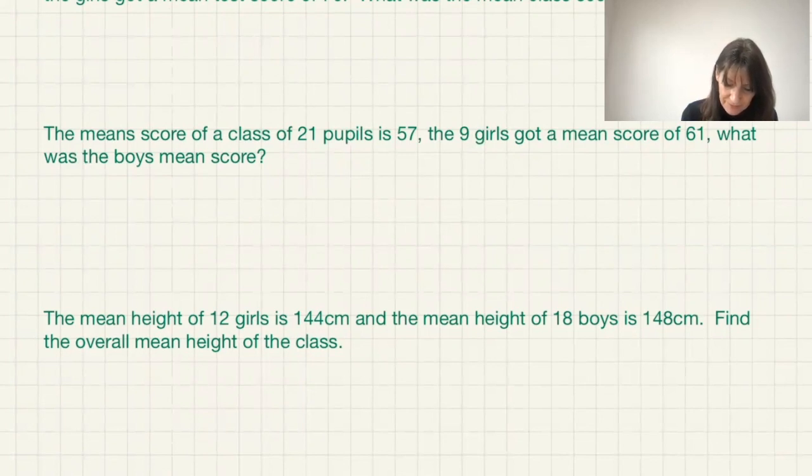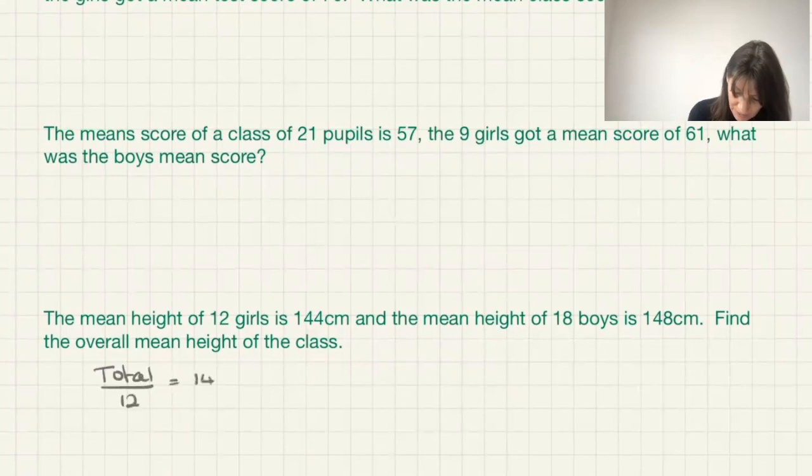Okay. So the mean height of 12 girls is 144 centimeters, and the mean height of 18 boys is 148 centimeters. Find the overall mean height of the class. So I've got a total for the girls that when it got divided by 12, it equaled 144. So I'm going to times through by that 12, and that's going to give me 1,728.